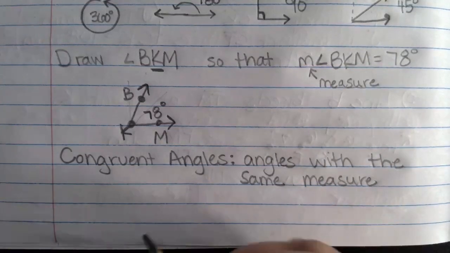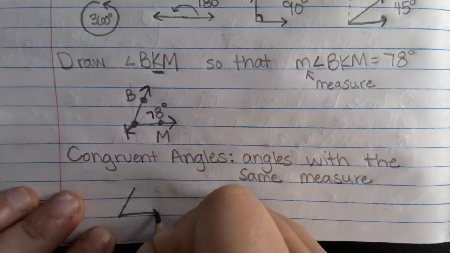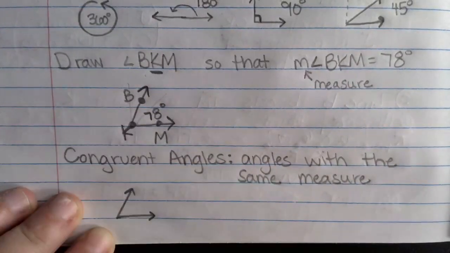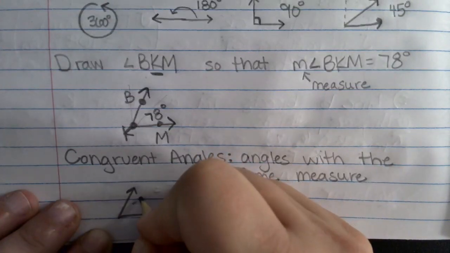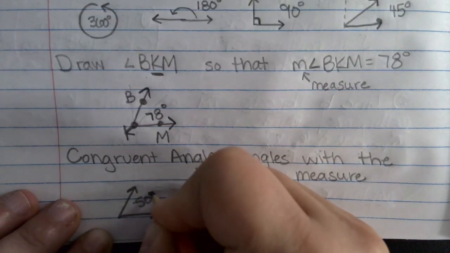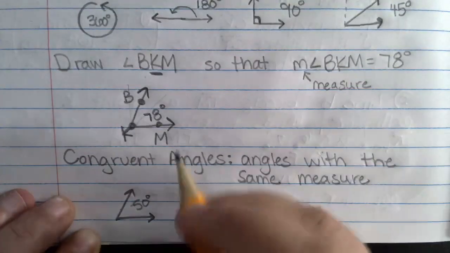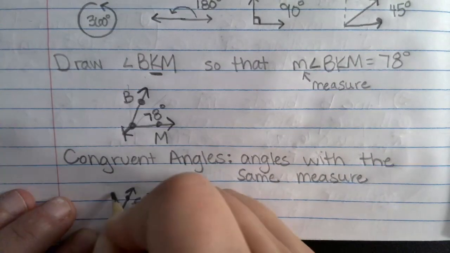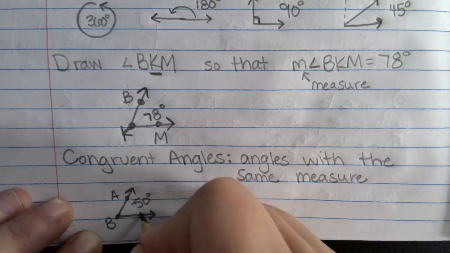Alright, so if I draw two angles here, we'll say that's maybe a 50-degree angle. And we'll just keep it simple. We'll call that angle A, B, and C.